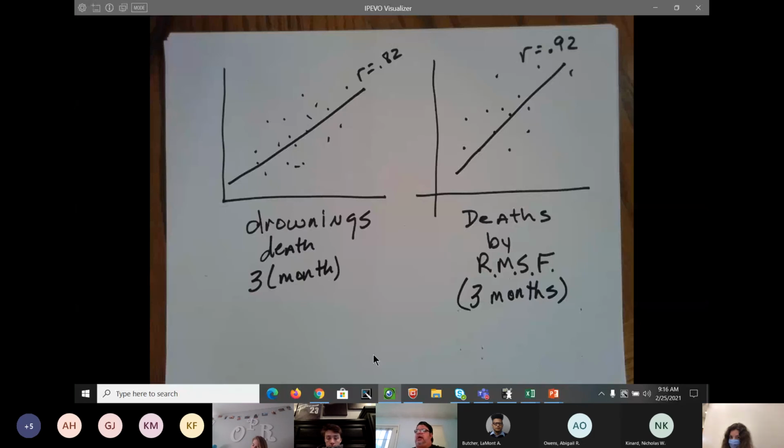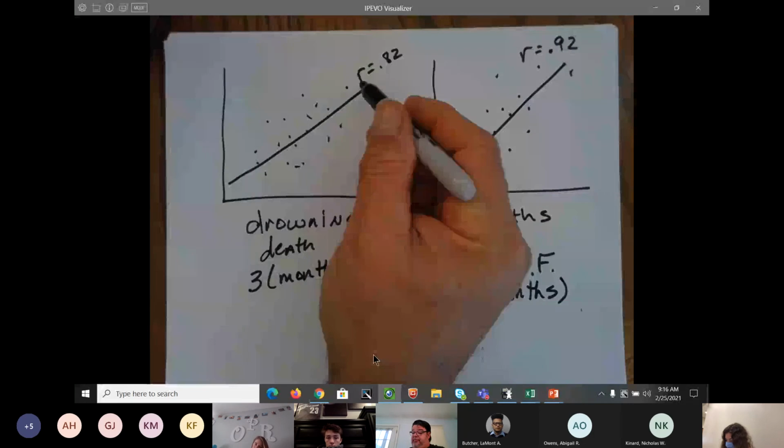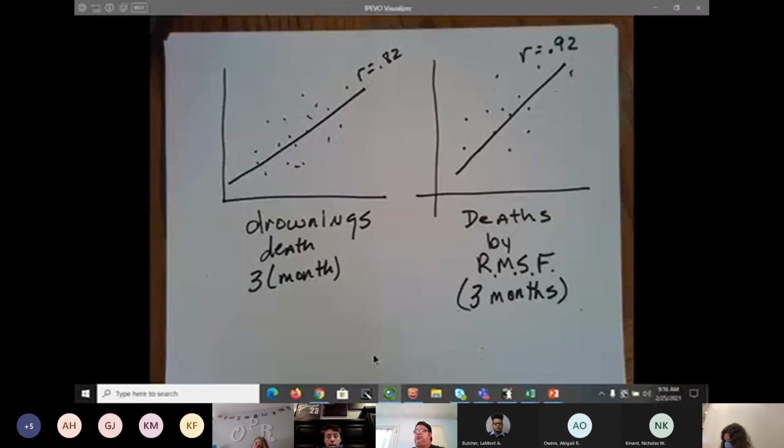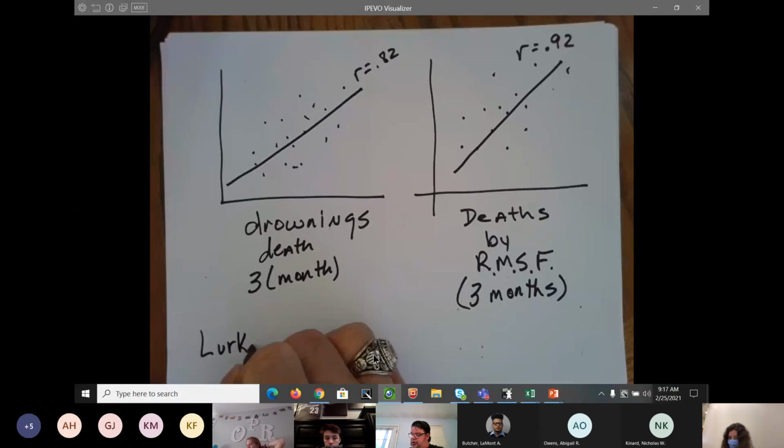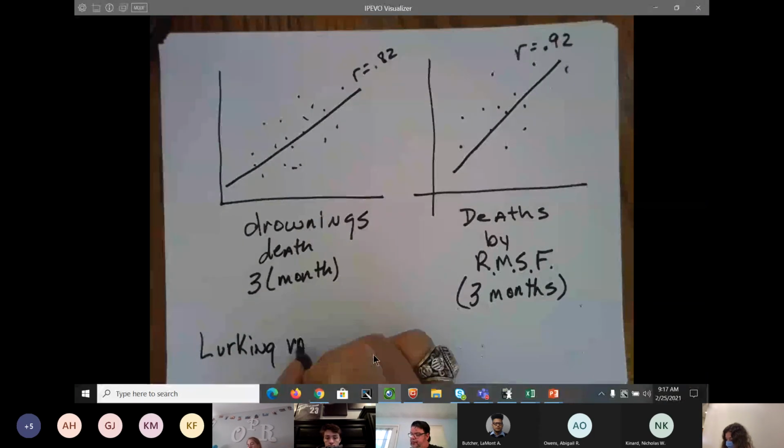Is there a causality? Is there a correlation? Both of them have correlation. One of them is 0.82. The other one is 0.92. There is correlation, but is there causality? Not necessarily, but there's a lurking variable. Does anybody have any idea what the lurking variable is?